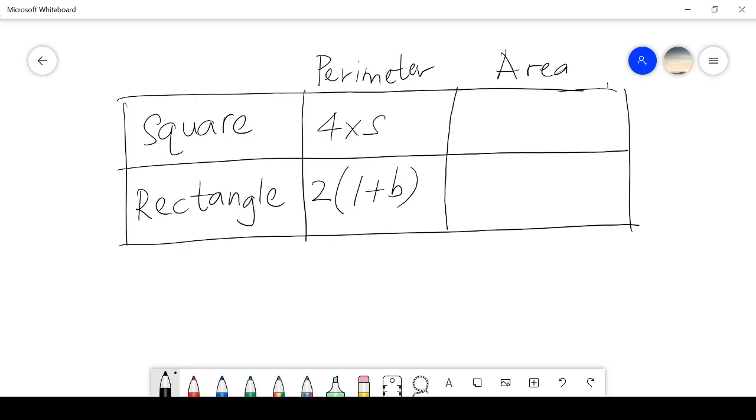If I wanted to work out the area of a square, the area of a square is side times side, or side squared. The area of a rectangle is length times breadth.